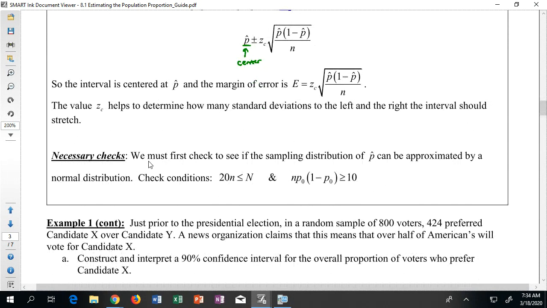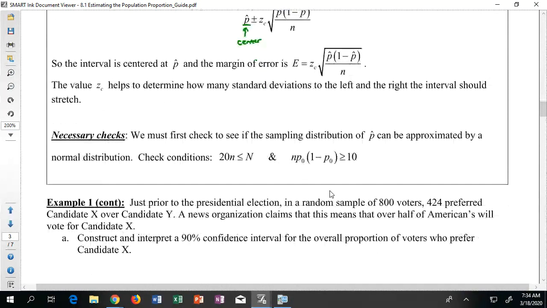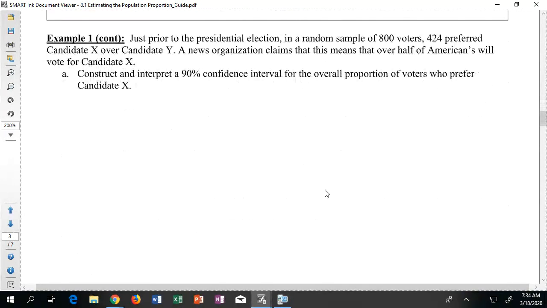Okay. So over here we have some necessary checks. We must first check to see if the sampling distribution of p hat can be approximated by a normal distribution, just like we did in the example previously. So of course, it's no surprise that we have these associated checks. I'm going to jump right down here to example number 1. And surprise, surprise, it's exactly the same as what we were working on before. This time, though, I'm just going to show you how you can use the calculator to immediately arrive at this answer. So I still have the news organization making this claim.